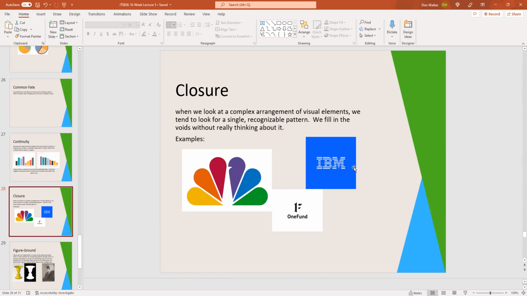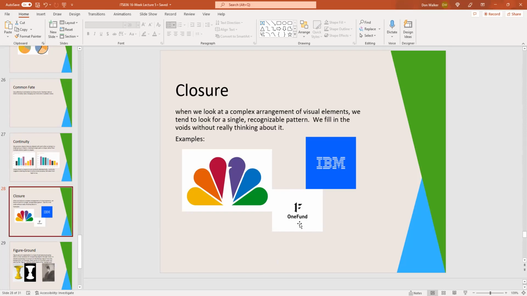IBM's historic logo, really just a series of white lines on a blue field. White lines in the foreground, blue automatically becomes the background in your mind, and the brain fills in the gaps of white to make those letters. And then yeah, figure ground, that's the next principle that we'll talk about, factors into this a lot.